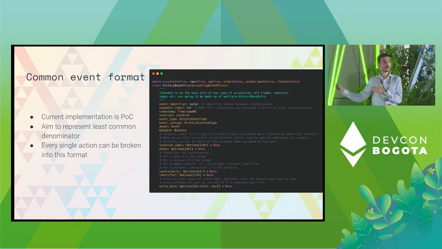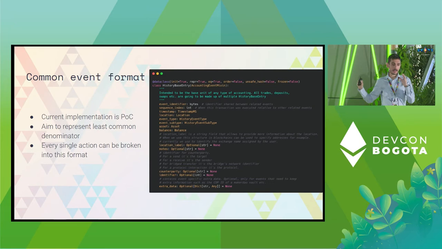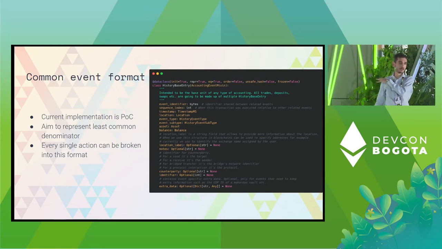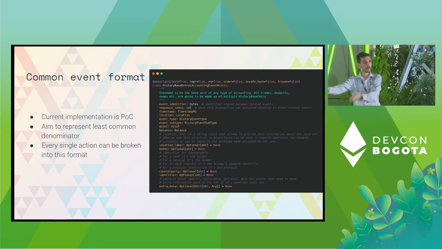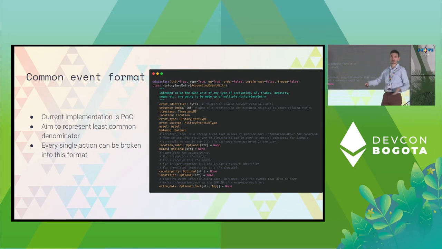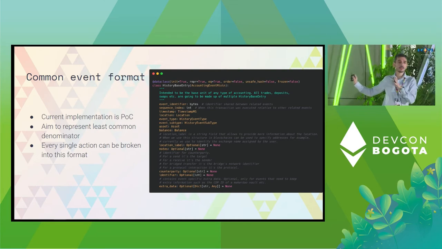As I said, everything is broken down into this thing. Like a swap is three of these events. So it's amount out, amount in, and fee out. Or it can be two if there is no fee. We are working on this. It's not final, but this is the idea.